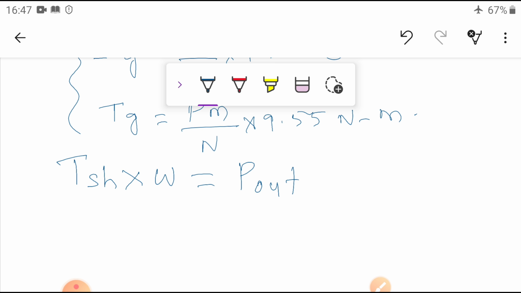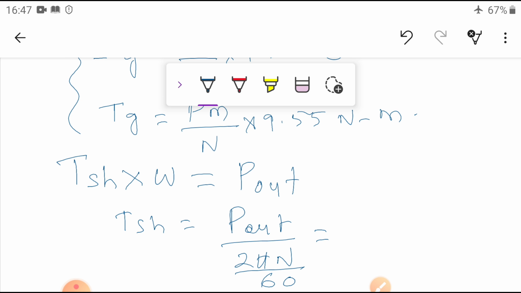Now I want the T shaft is equal to P out by omega. What is the omega? 2 pi n by 60. Then we are going to get the same value, 60 by 2 pi n, which is 9.55 P out. So this is the formula, in Newton meters. That means T shaft in terms of output, we are going to get 9.55 into P out by N.